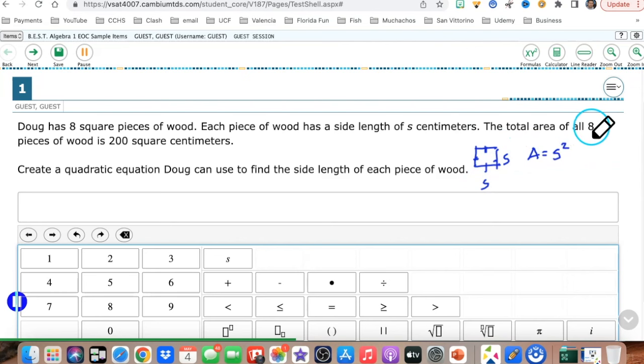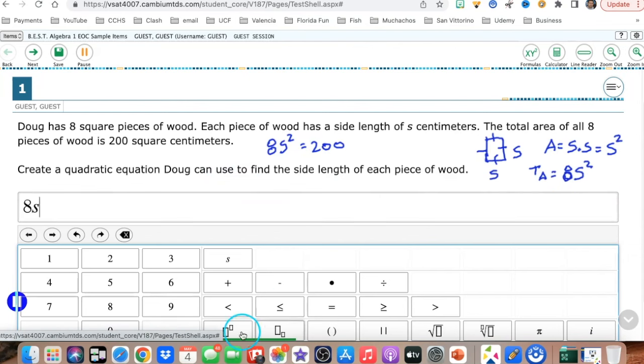Now, how many pieces does he have? He has 8, so it's 8 times this. The total area is going to be 8 times the area of one piece, which is s squared. And they're saying that the 8 pieces equal 200 square centimeters. So what's my equation?